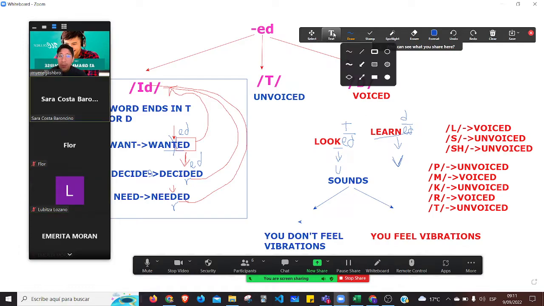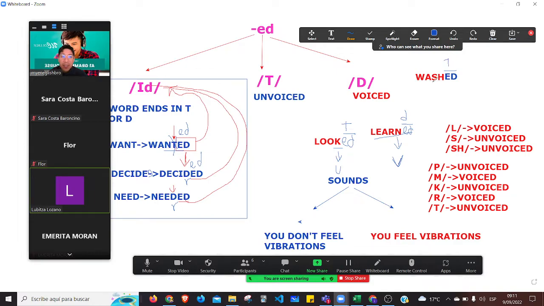You got it? For example, you have the word wash. My question is, when you add ed, does this ed sound like T or D? T, because this is unvoiced. So you say washed, washed. What about cook? When you add ed, this ed sounds like T or D? T. So you say cooked, cooked.